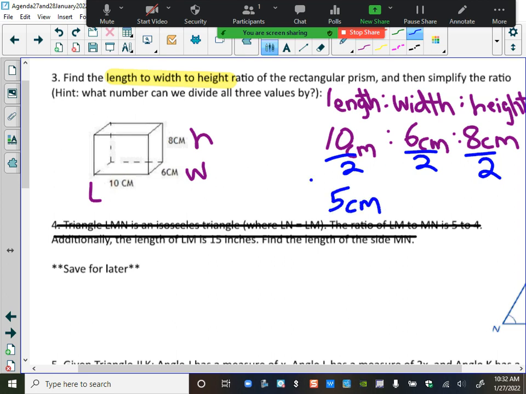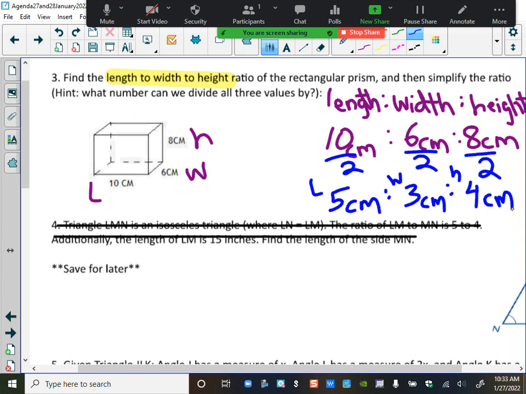Length would be 5, width would be 3, and height would be 4. That would be your simplest ratio right here. Because if you multiply all these numbers by 2, you get that result. But again, the key is figuring out that common number, common value, we divide all the numbers by.